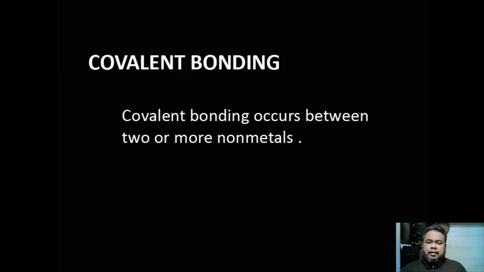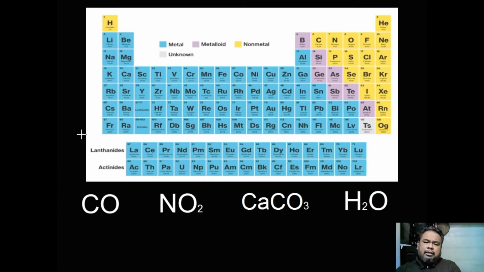Alright, so covalent bonding. This kind of bonding occurs between two or more nonmetals. The difference between covalent and ionic bonding: ionic bonding occurs between a metal and a non-metal, as you can see in the previous video. Covalent bonding occurs between non-metals, two or more non-metals.